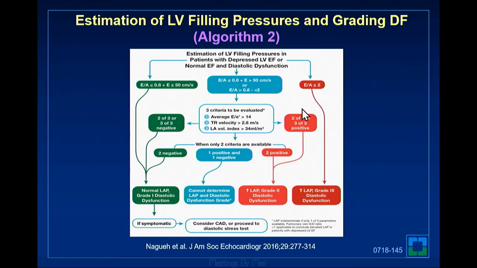Where it gets a little more complicated is in between, where you look at these parameters, and if all are positive, or 2 are positive, this will be grade 2. If all are negative, they'll default back to grade 1. And in between, you have perhaps indeterminate, and you have to use other things.